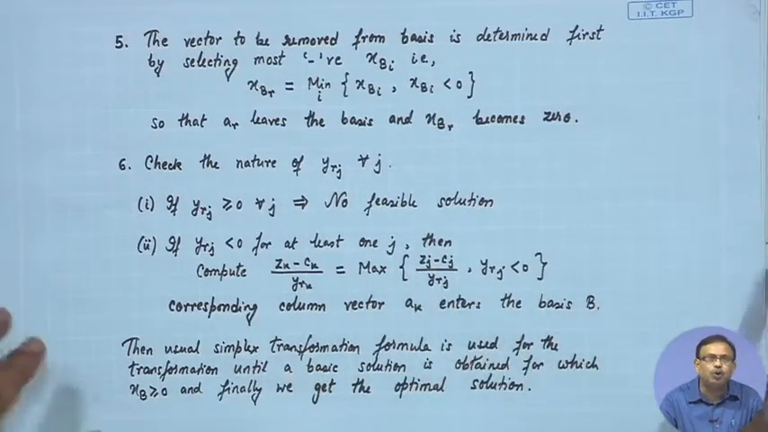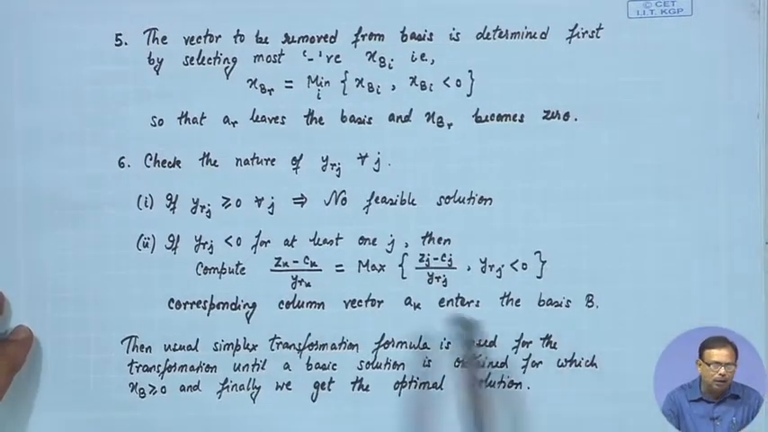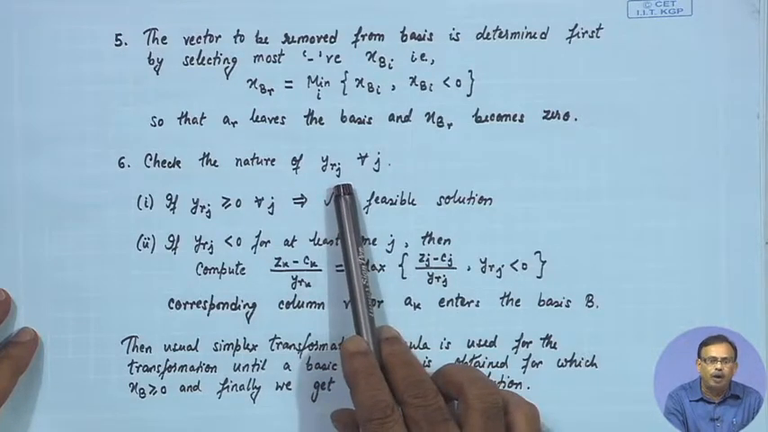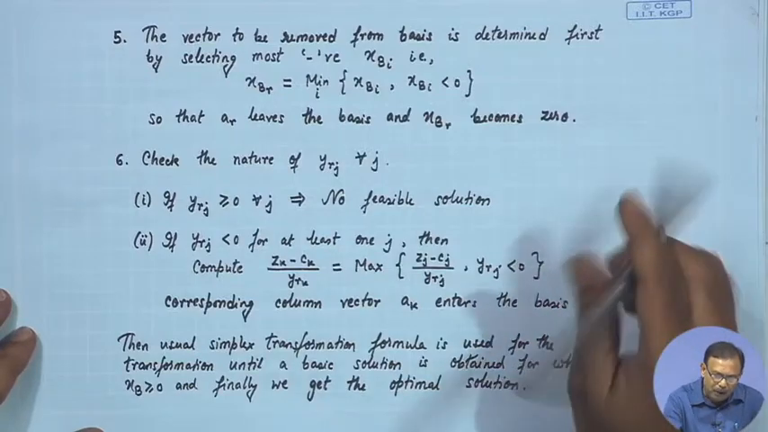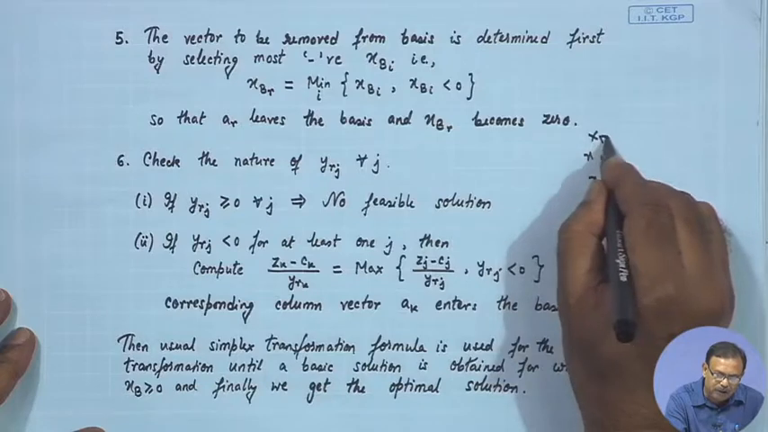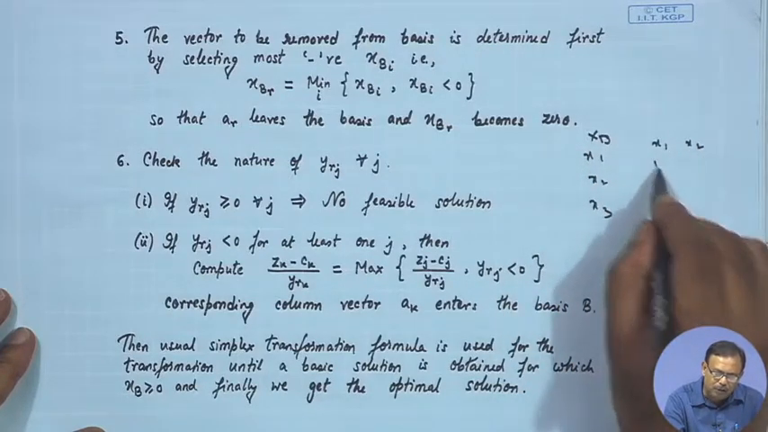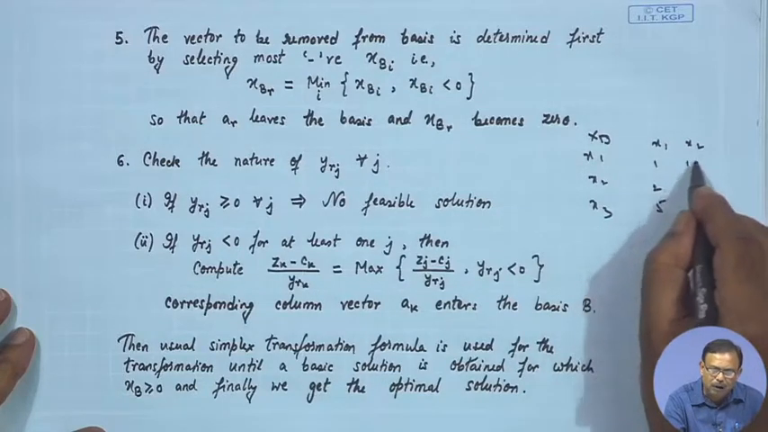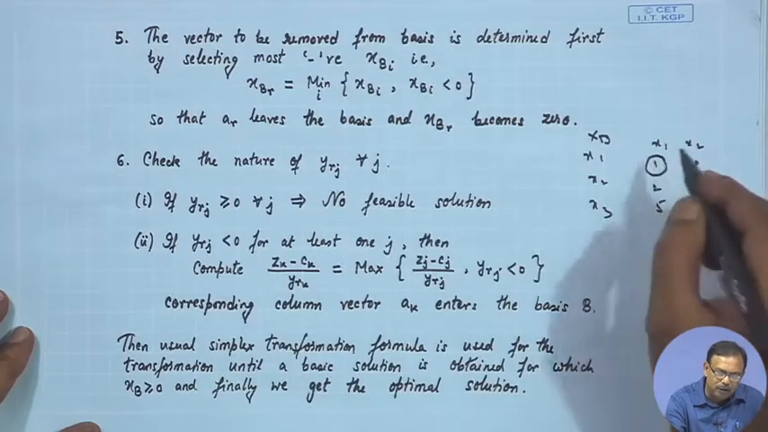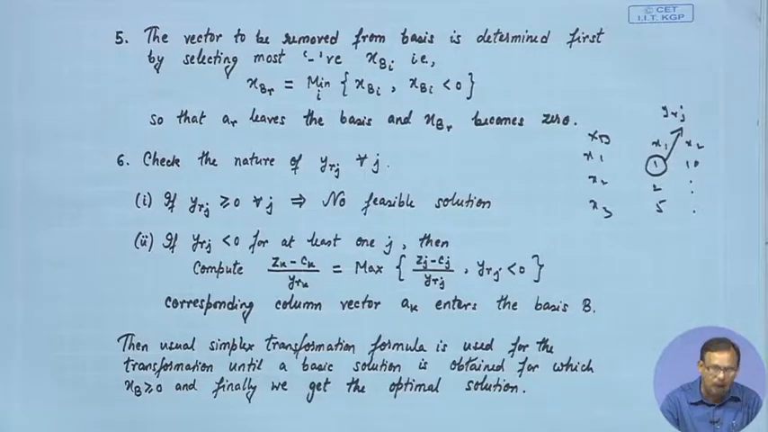Next, you have to choose the entering vector, by checking the nature of the corresponding y r j. Y r j means, whenever you are writing x 1, x 2, x 3, this is your x b. In that case, here also there are some values, like 1, 2, 5 or 10. These values we are calling y r j.